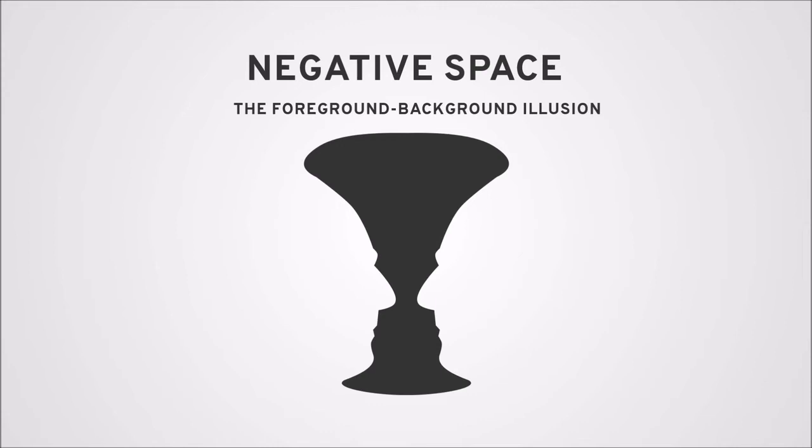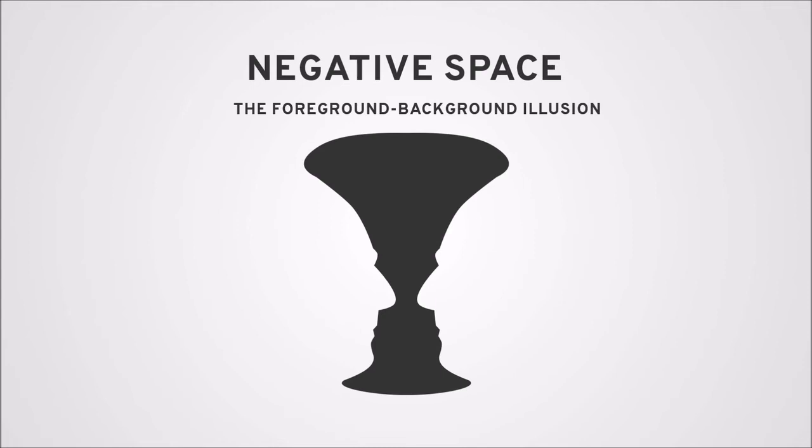Negative space is basically the foreground background illusion. You can look at this image and you see a chalice or a vase. This experiment is called the Rubin vase. It's a chalice and two faces, two men facing each other. You can see the nose, the eyes, and the lips and the chin.